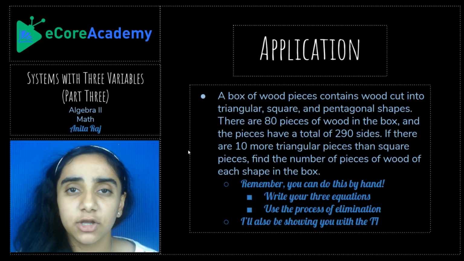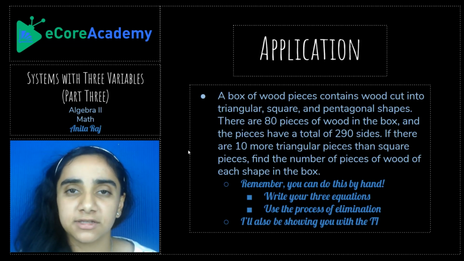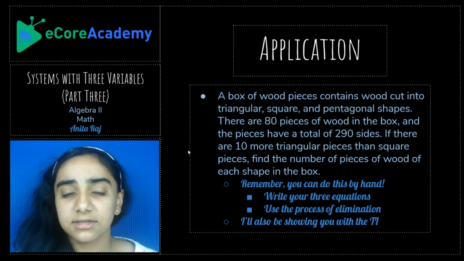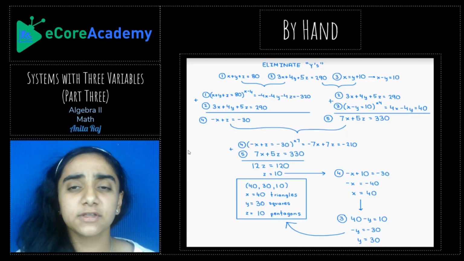You just want to write your three equations down. I'll show you how to derive three equations to make a three-variable system from this word problem, and then you just use the process of elimination like we usually do with three-variable systems. And then on the last slide, I'll be showing you how to do this with a TI calculator. That'll be super easy, and we can just breeze through that. So without further ado, let's get into the first section, where we'll be doing this by hand.